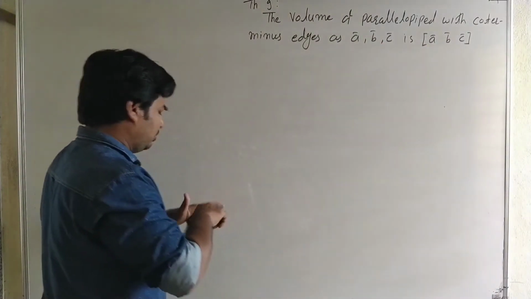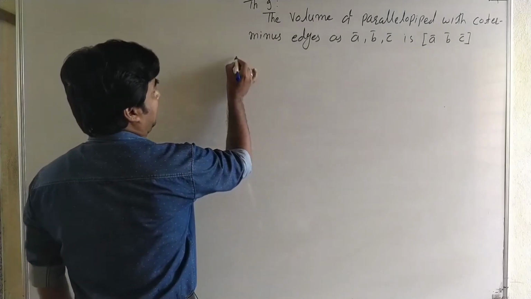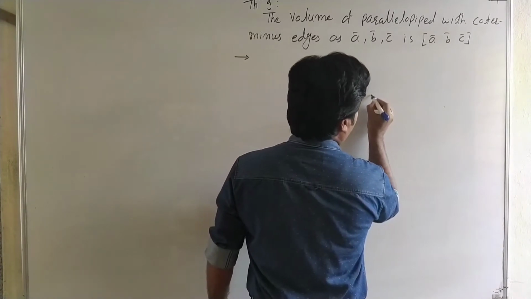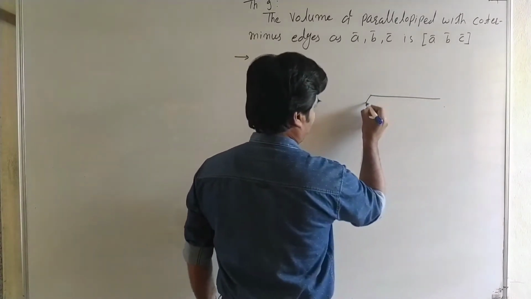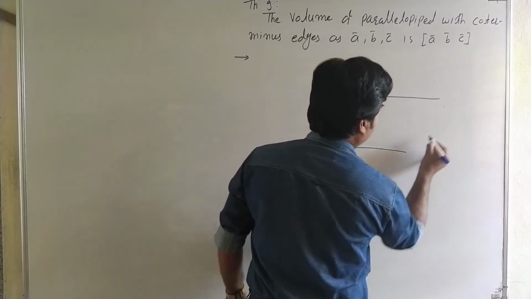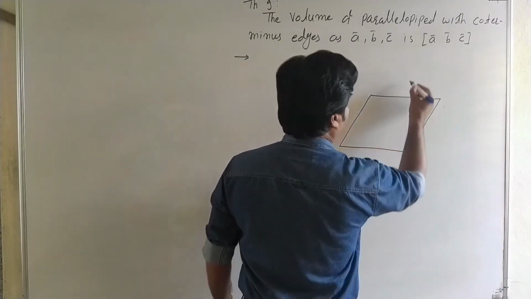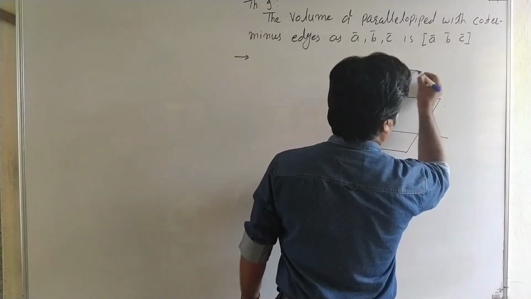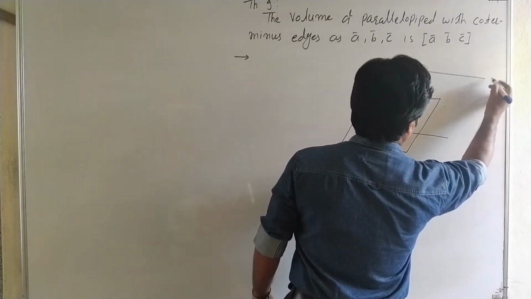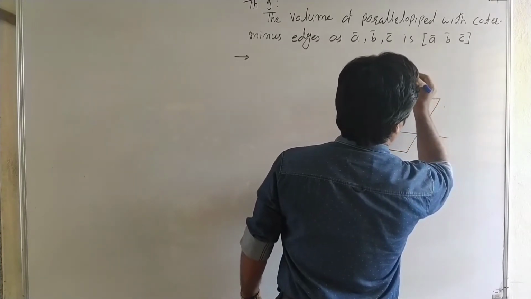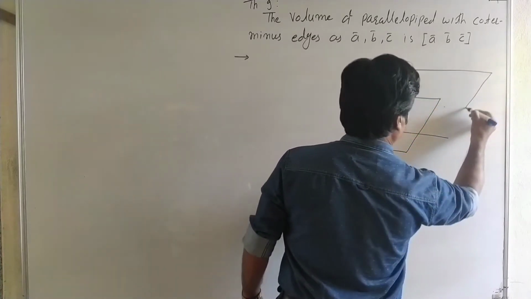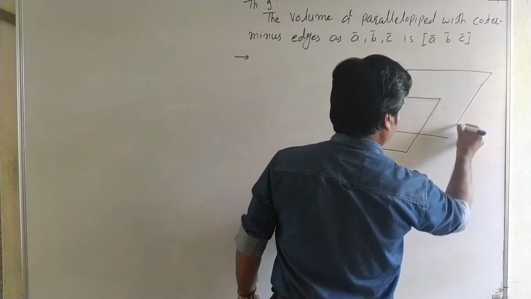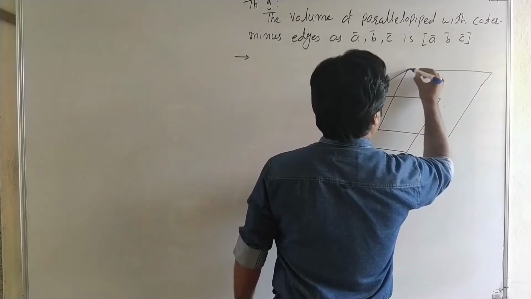Now we see a parallelepiped. Opposite surfaces are parallel. Here we consider a parallelepiped. See carefully. Here it is a parallelepiped.